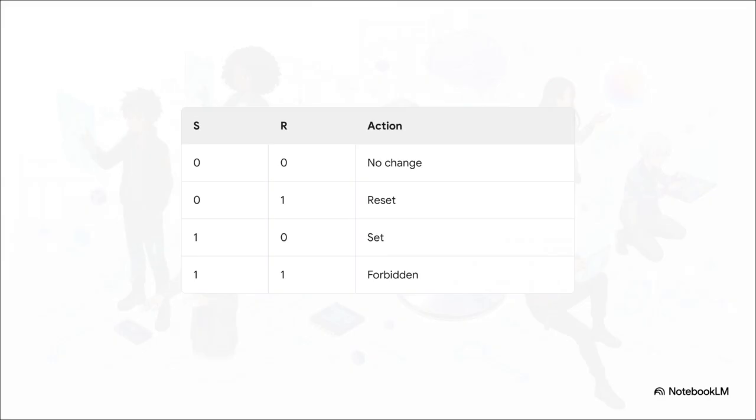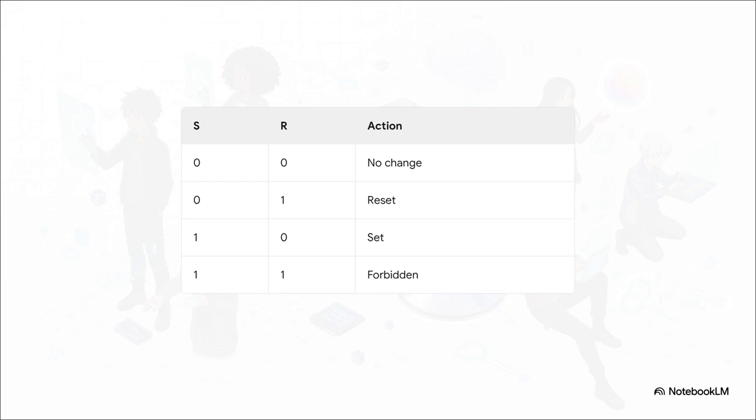And the truth table for this latch acts as our ultimate rulebook. It shows exactly how those inputs map to actions. Send a 1 to set, you write a 1 to memory. Send a 1 to reset, you force it back to a 0. If both inputs are 0, it just holds its previous state. That's our reliable no-change memory condition.